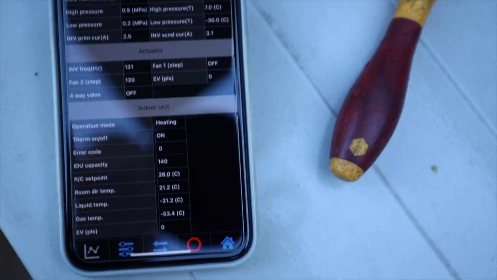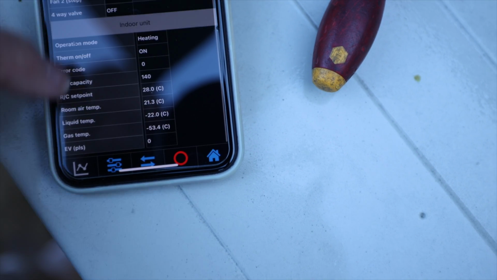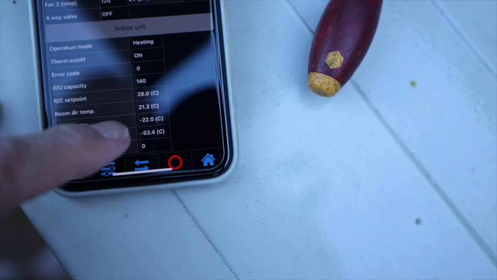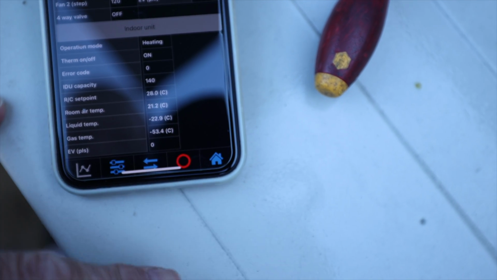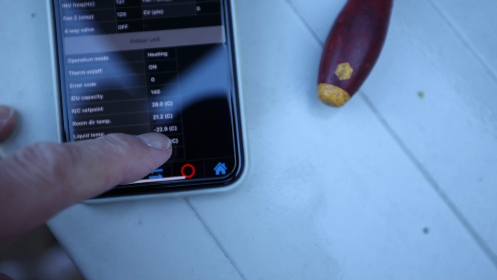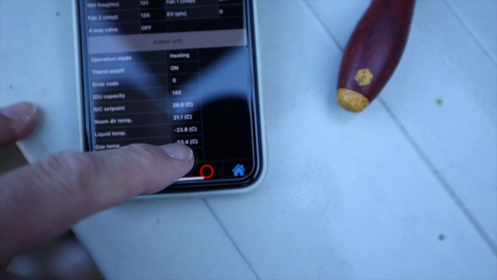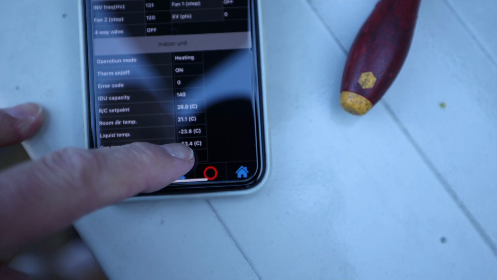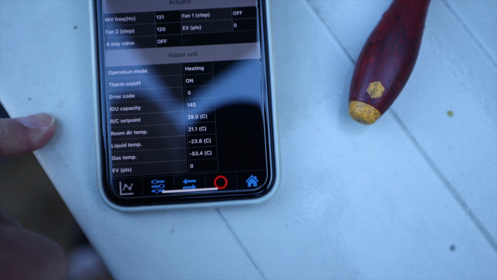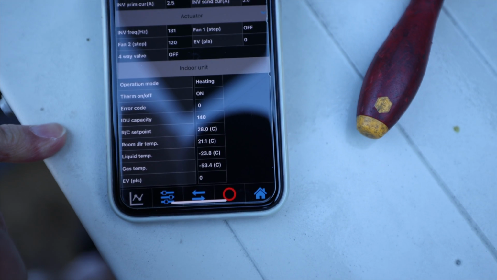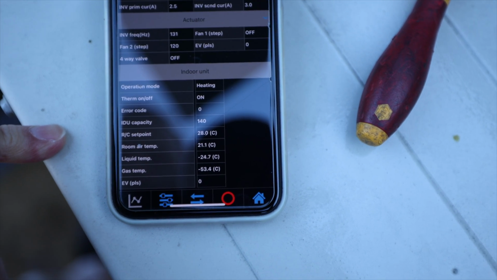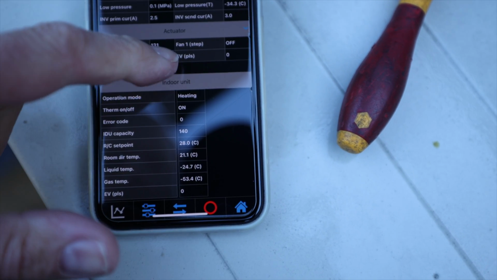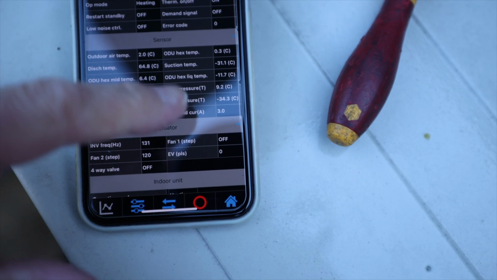So our coil temperature now, inside liquid temperature, minus 22 degrees. So that's a far cry from what it was before. At our maximum it was 46. So the indoor coil's gone from a change of temperature of 46 down to minus 23. So that's like 60, 70k differential, and that'll probably increase more and more.